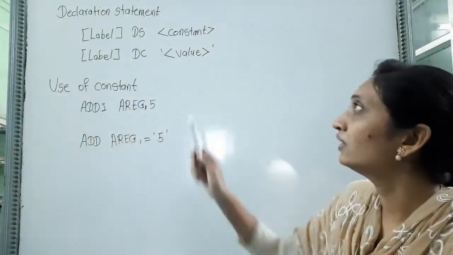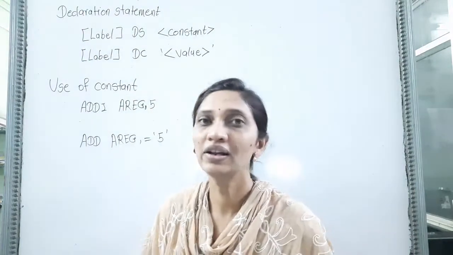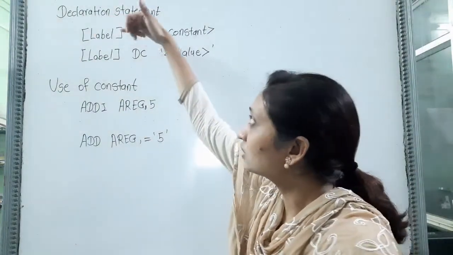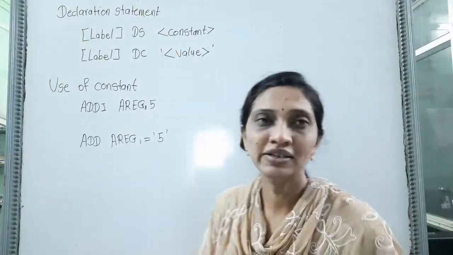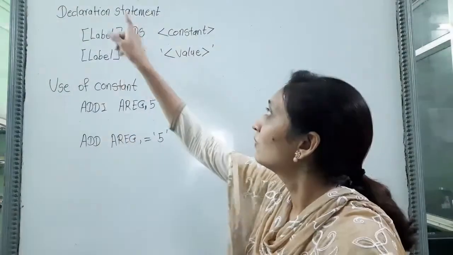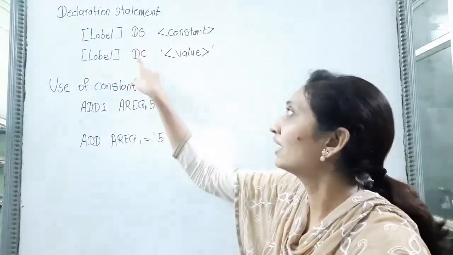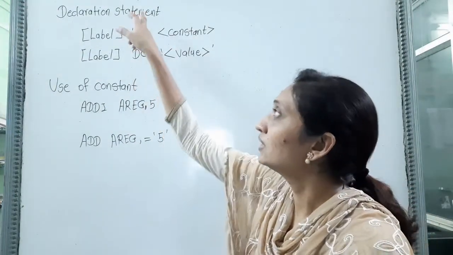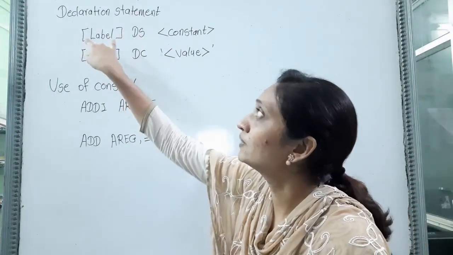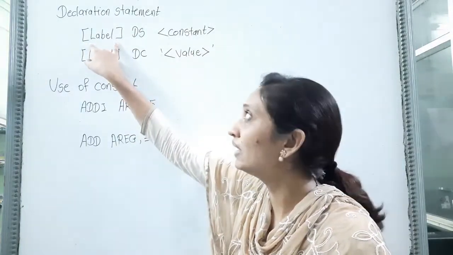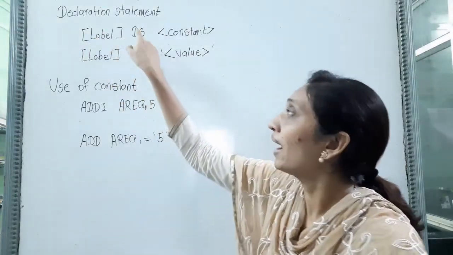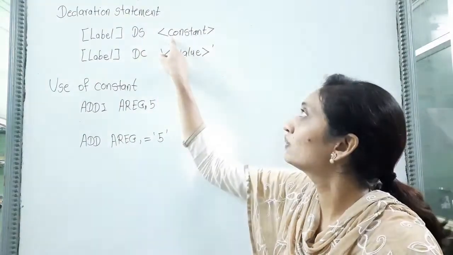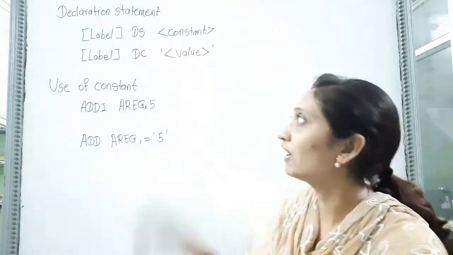Now see here, the declarative statement or declaration statement can be written in two ways: first by using DS and second by using DC. So what is the difference between these two? In the syntax of DS, first you specify a label, which is an optional part, and after that DS, and then you specify some constant value.